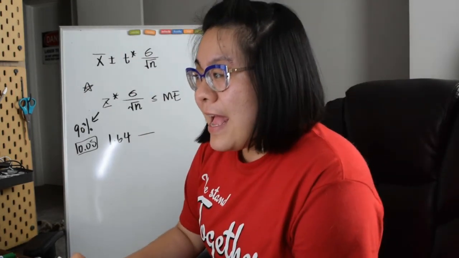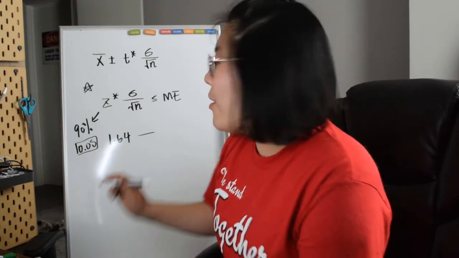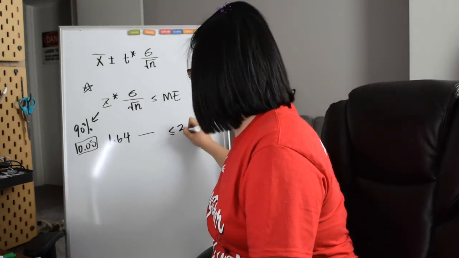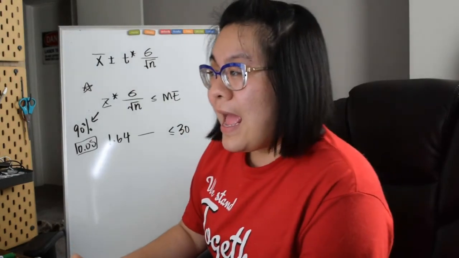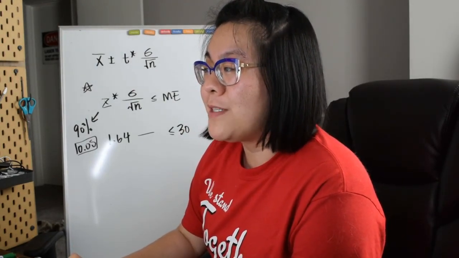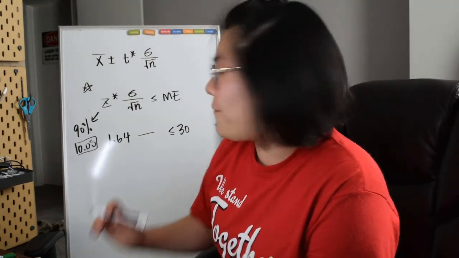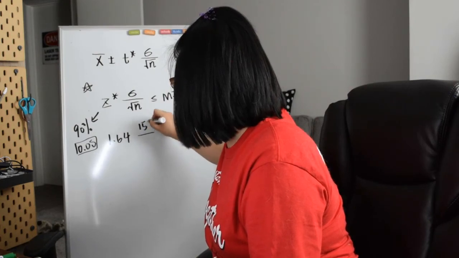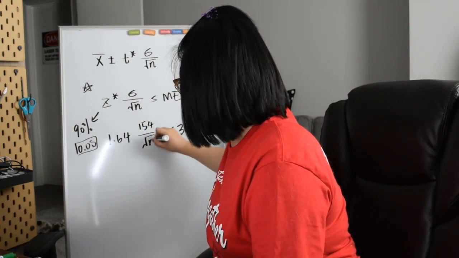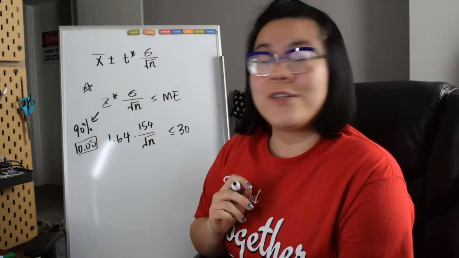All right, and keep reading with a margin of error at most 30 minutes. And a pilot study indicated that the standard deviation of time spent on homework per week is about 154. Standard deviation 154 over here. All right, I put in my n. And how many students need to be surveyed to meet this goal?